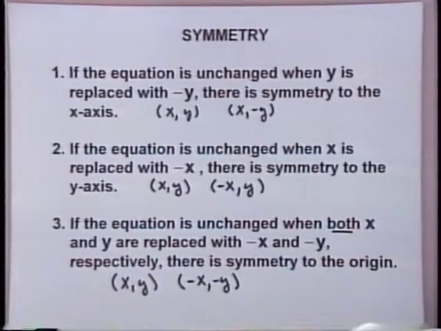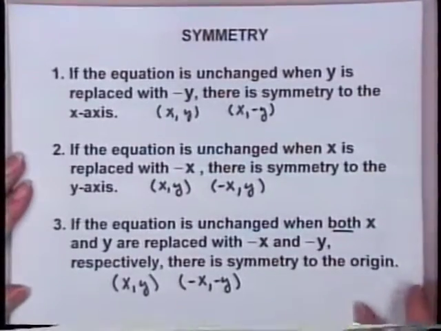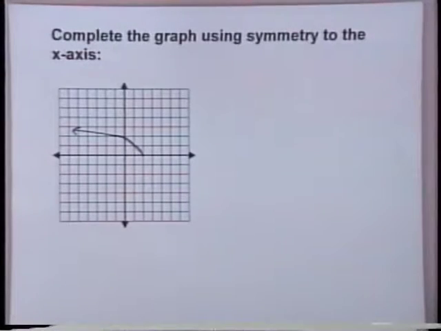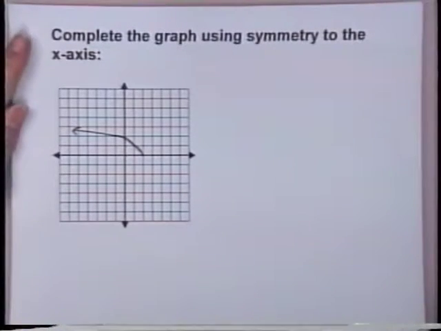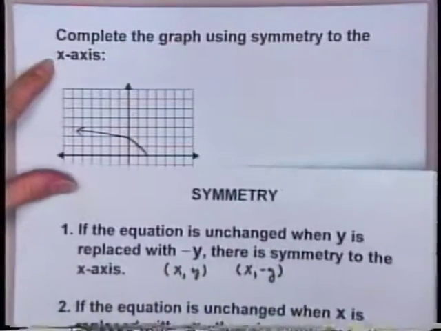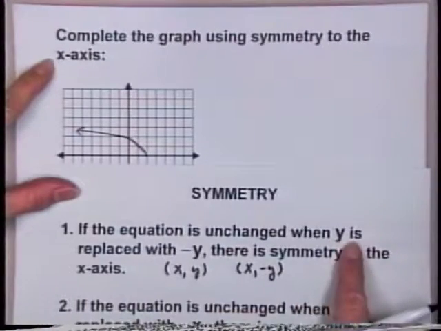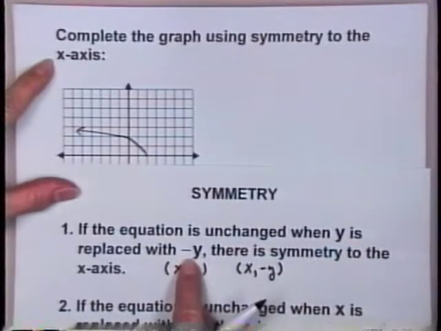Now, what we're going to do first is some practice with graphing in terms of symmetry, and then we're going to go to equations where we test for symmetry by working with the equation. Okay, so let's remember what we did here. This says to complete the graph using symmetry to the x-axis. Now let me review right here. When we're talking about x-axis symmetry, what are we doing? We're changing y to negative y.